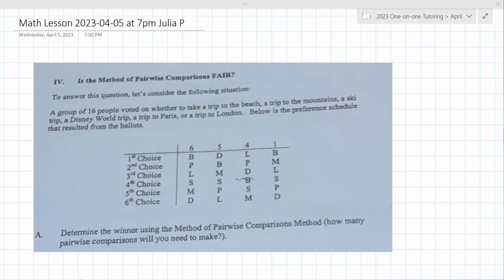Less. X wins the comparison. X gets 1 vote. Y gets 0. Both get a half. Okay. There's 6 pairwise comparisons which are made. Okay, so B versus D. Okay. A versus B.